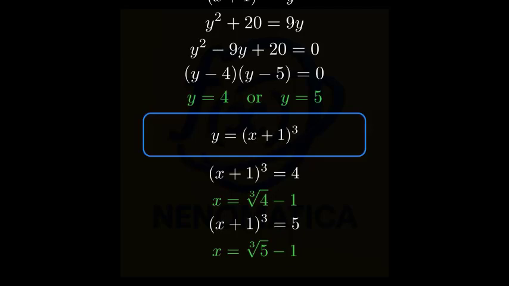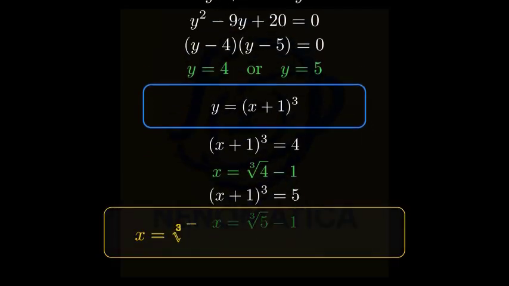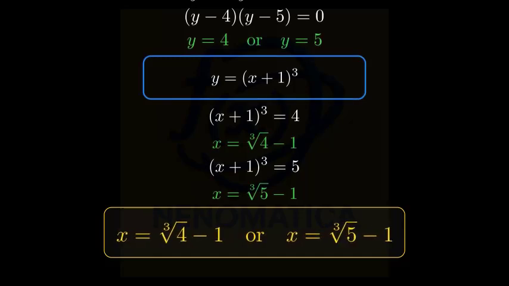So the solutions are x equals the cube root of 4 minus 1, and x equals the cube root of 5 minus 1. Both come from the single substitution y equals (x + 1)³ that turned a 6th-degree expression into a simple quadratic.